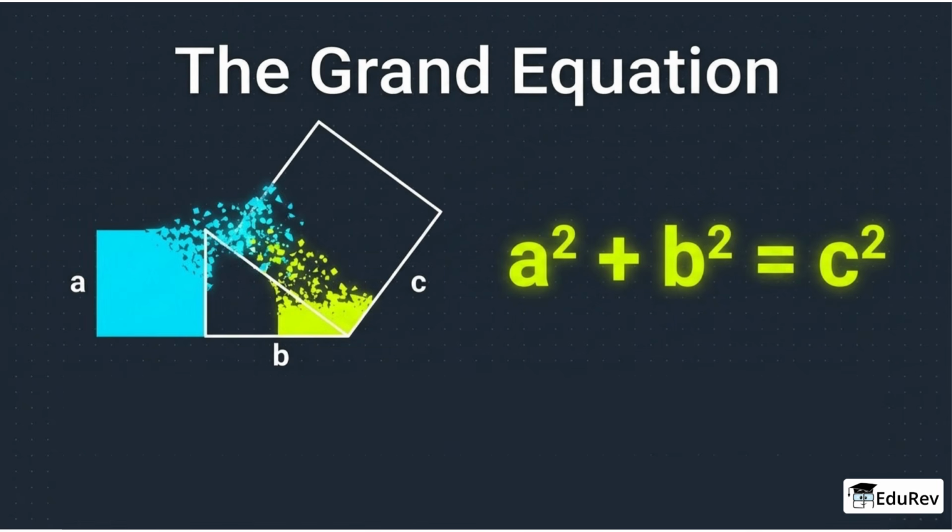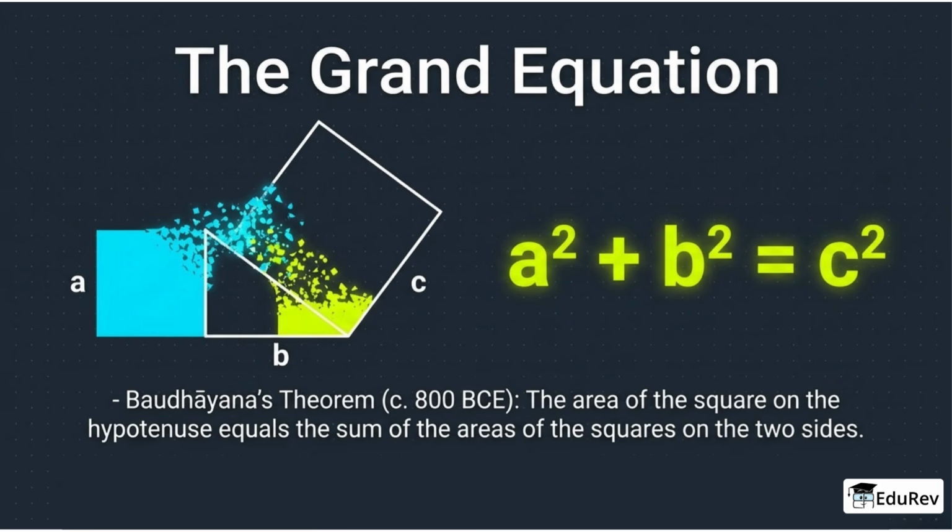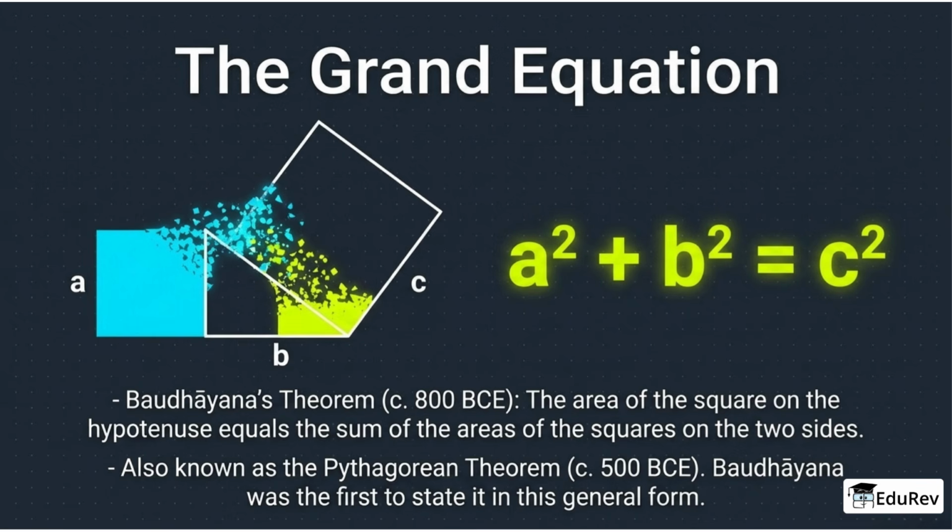And here is that grand equation. A squared plus b squared equals c squared. Bodhayana's theorem, recorded around 800 BCE, formally states that the area of the square on the hypotenuse equals the sum of the areas of the squares on the two sides. While this is widely known today as the Pythagorean theorem, named after Pythagoras around 500 BCE, Bodhayana was actually the first to state it in this general form.